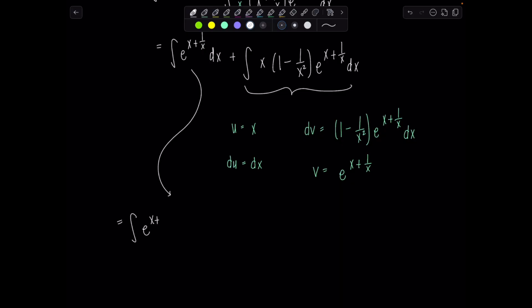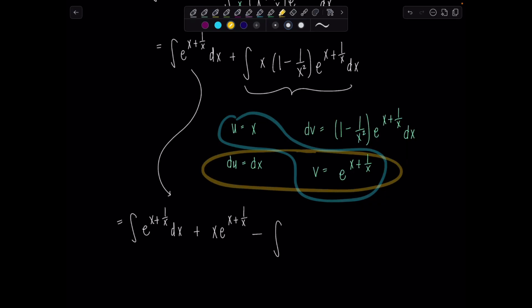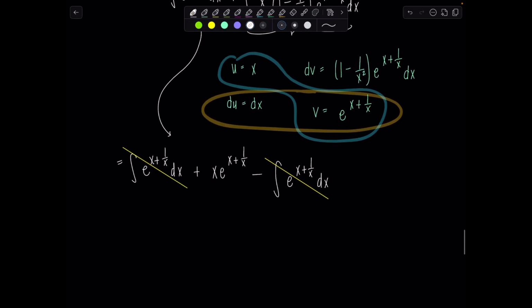The integral of e to the x plus 1 over x dx, plus, and now we apply our by parts formula. So it's uv, x times e to the x plus 1 over x, minus the integral of v du. So what's that? That's e to the x plus 1 over x dx. Do you see the loveliness that's going to occur? These two cancel out. Beautiful. And then boom, there we have the antiderivative to the original problem. x times e raised to the x plus 1 over x, and then we'll add a plus c. And that's it. Very slick, yes?